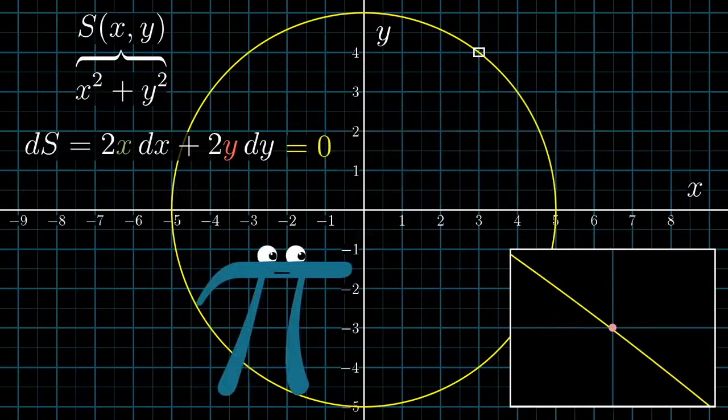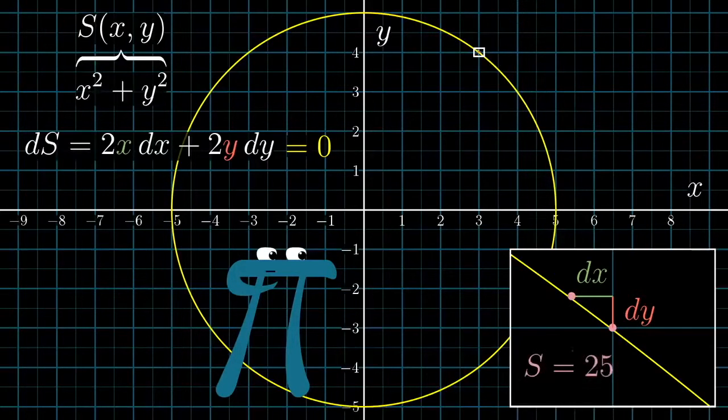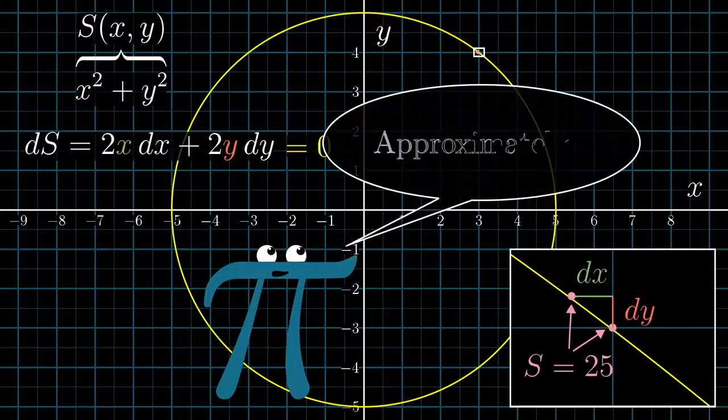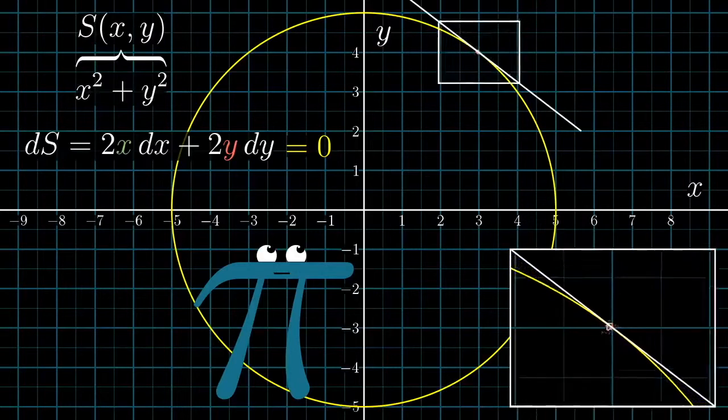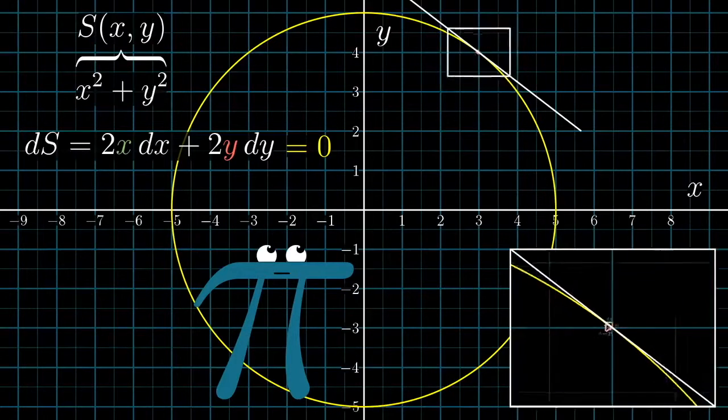The key point here is that when you restrict yourself to steps along the circle, you're essentially saying you want to ensure that this value of s doesn't change. It starts at a value of 25, and you want to keep it at a value of 25. That is, ds should be 0. So setting the expression 2x dx plus 2y dy equal to 0 is the condition under which one of these tiny steps actually stays on the circle. Again, this is only an approximation. Speaking more precisely, that condition is what keeps you on the tangent line of the circle, not the circle itself. But for tiny enough steps, those are essentially the same thing.